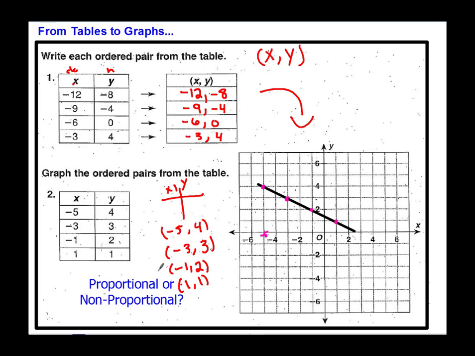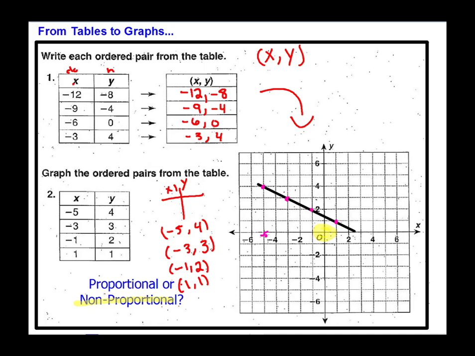Now, is this proportional or non-proportional? What do you guys think? This is non-proportional because it's not going through, remember, the 0. It's not going through there, therefore it is non-proportional.